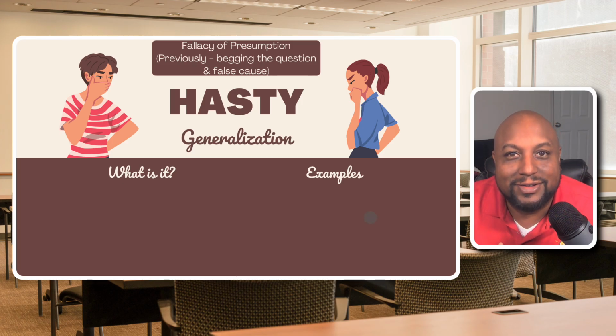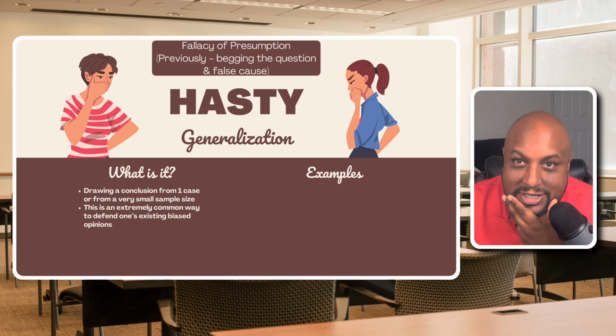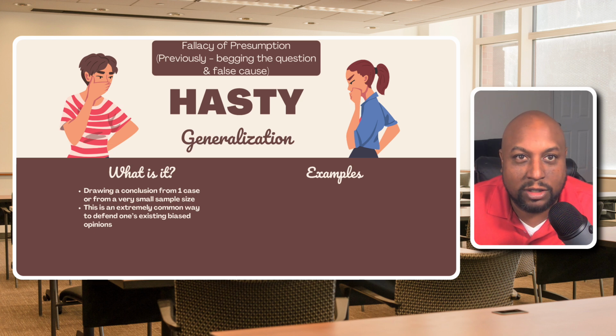So, yeah. Okay. So, hasty generalization is a fallacy of presumption in which you draw a conclusion from one case or from a very small sample size, right? You have a really, really small sample size. You draw a conclusion anyway. It is an extremely common way to defend one's existing biased opinions. If you already know what you think and you go get one piece of evidence to support what you already think, that's a hasty generalization. You haven't done adequate research to really support what you think. You just have one piece of evidence.